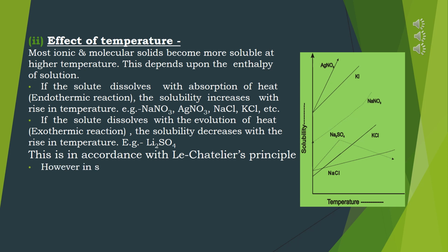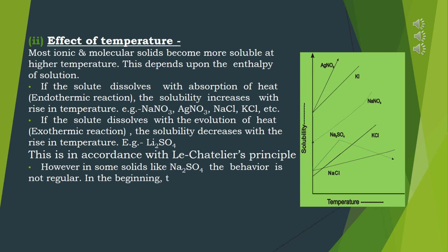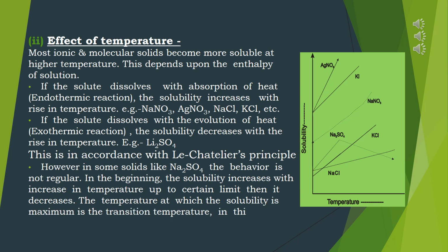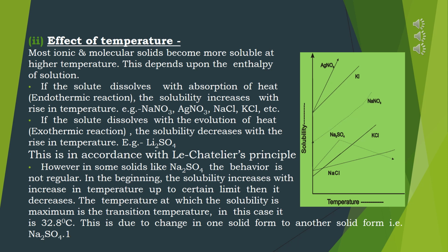However, in some solids like sodium sulfate, the behavior is not regular, as shown in the graph. In the beginning, the solubility increases with the increase in temperature up to a certain limit. Then it decreases. The temperature at which the solubility is maximum is the transition temperature. In this case, it is 32.8 degrees Celsius. This is due to the change in one solid form to another solid form. That is, hydrated sodium sulfate changes to anhydrous sodium sulfate.